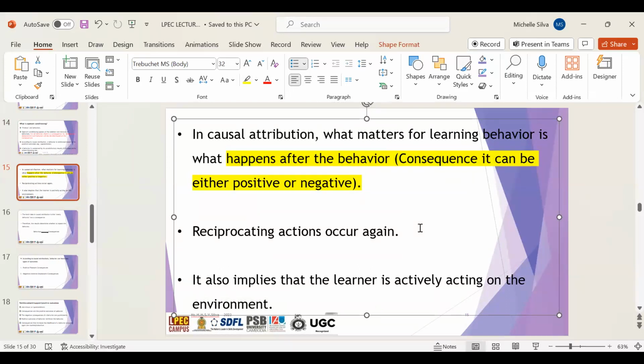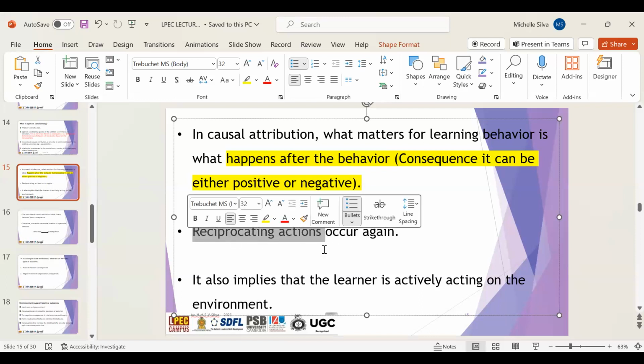So a reciprocating action occurs again. Reciprocating means, let's say once I have scolded a person without any reason, then all other people blame me. So my reciprocating action is not to scold any other person without any reason the next day.